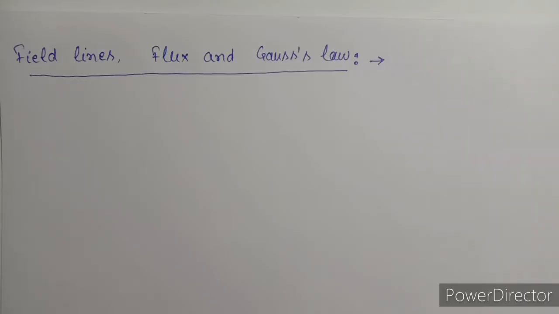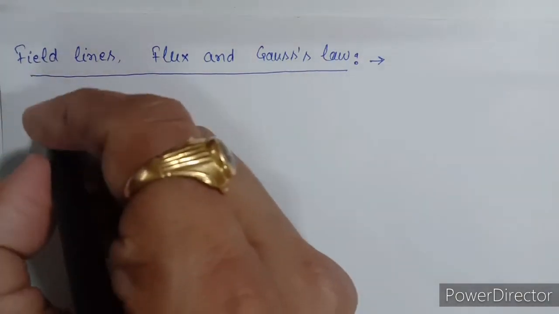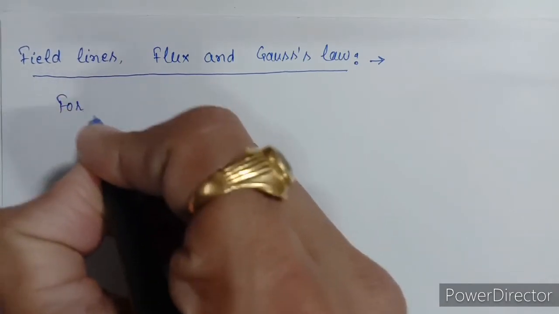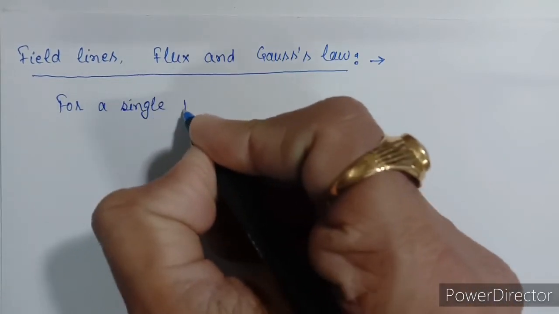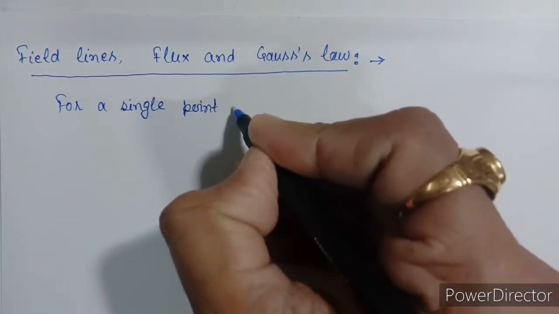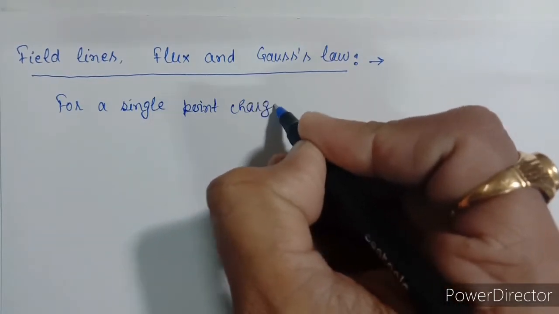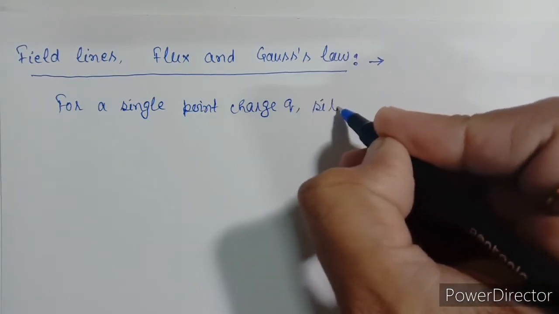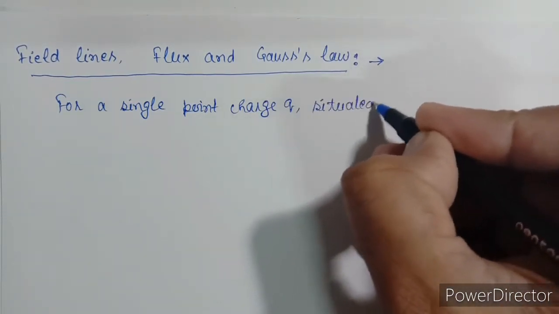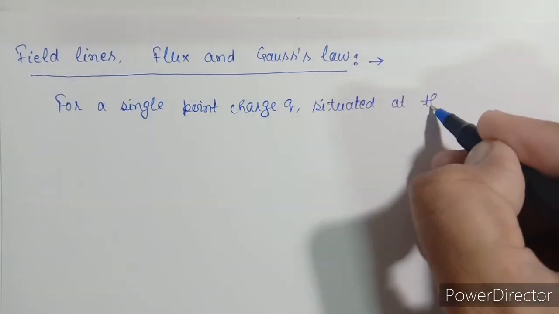Hello everyone. In this lecture we will discuss field lines, flux and Gauss law. To understand this, suppose we have a single point charge Q situated at the origin.